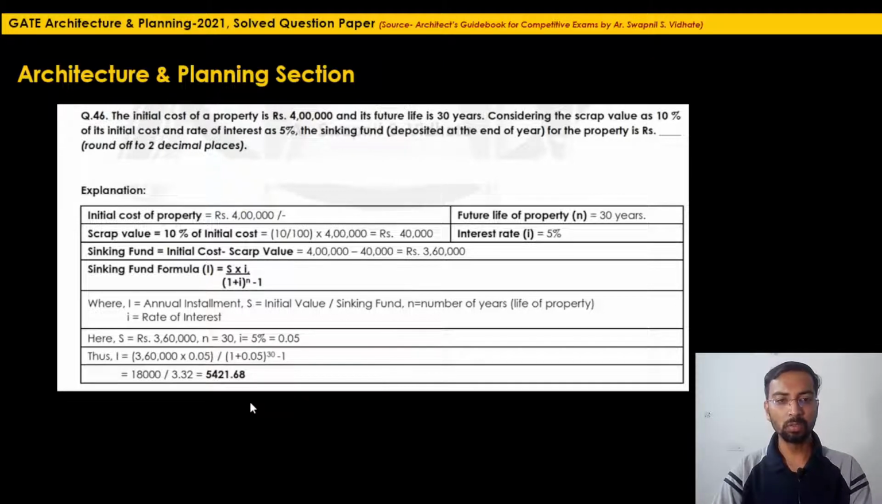5421.68. So this is a very easy example, like we discussed in reverberation time or the sinking fund formula. This type of question is very easy to solve, and getting 2 marks in this is a very simple task.